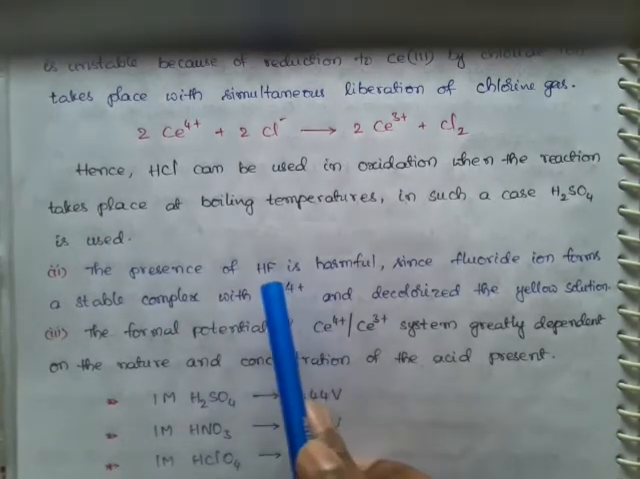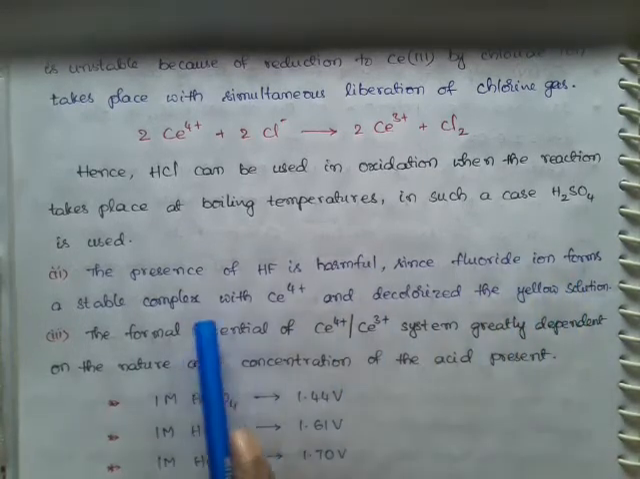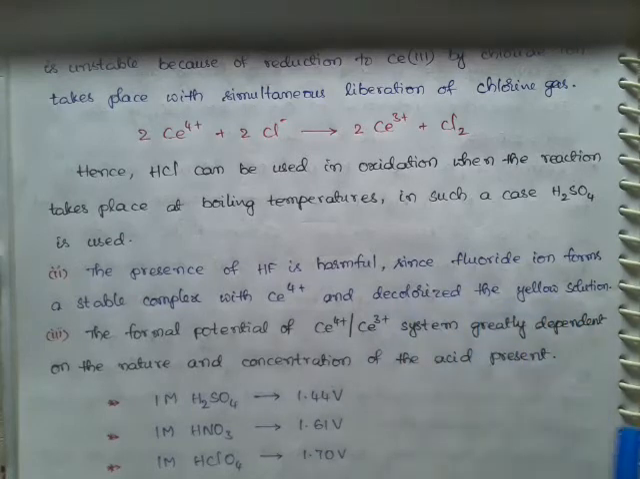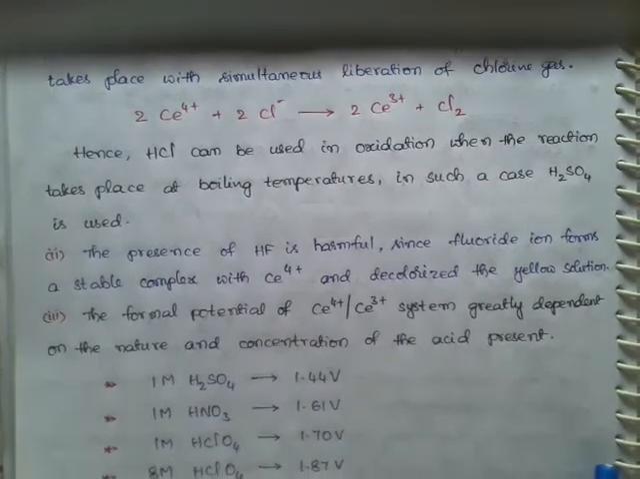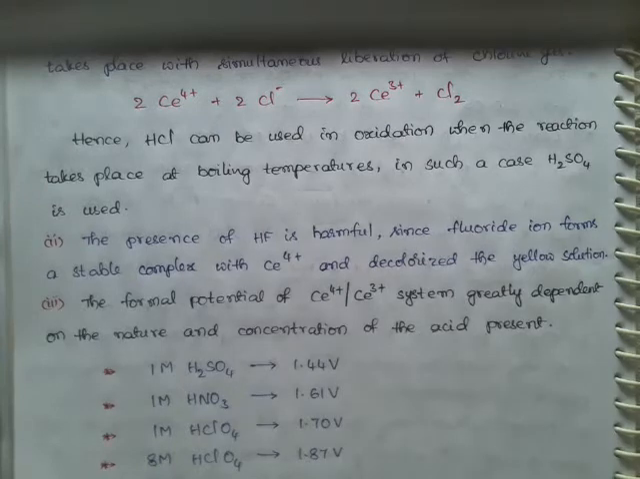The presence of HF is harmful since fluoride ion forms a stable complex with cerium 4 ion and decolorizes the yellow solution. So this is the disadvantage. The presence of HF is not convenient. Why? Because it can form a complex with cerium 4 that will decolorize the yellow solution.